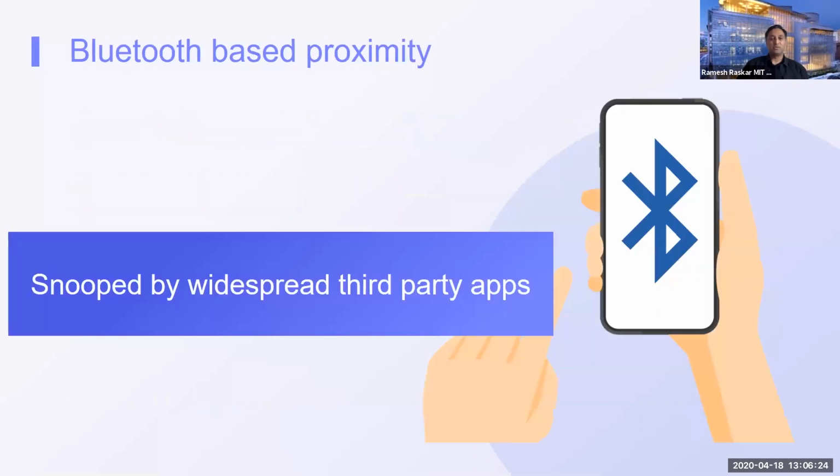And what about Bluetooth? Despite what you have heard, actually Bluetooth is less secure than GPS because Bluetooth is actually emitting a signal from your phone as opposed to a GPS that's simply receiving and can be very silent. So the fact that your phone can be emitting a signal can be snooped by widespread third-party apps and create a really large surveillance network. So there are many issues we have to deal with here.